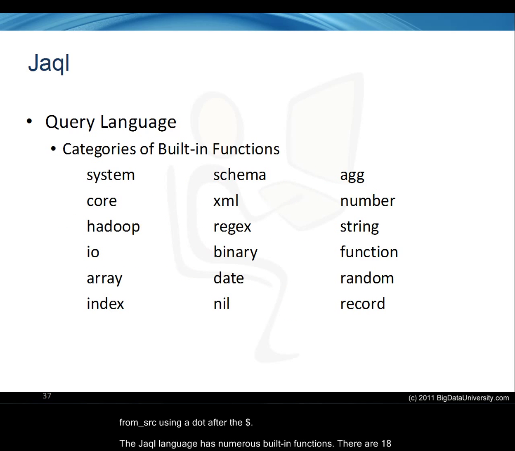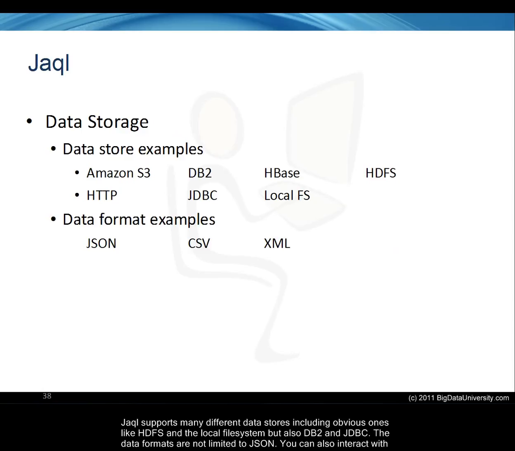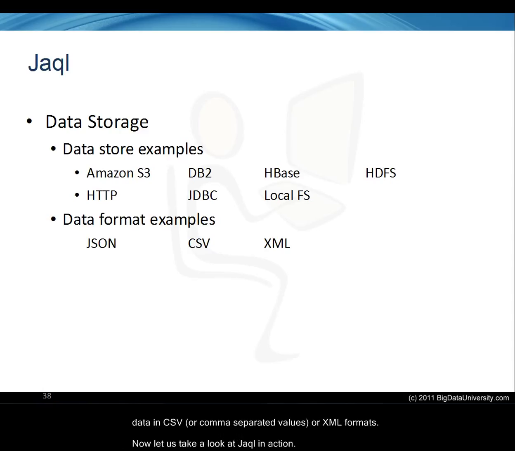The Jackal language has numerous built-in functions. There are 18 categories of such functions, with many functions in each category. Jackal supports many different data stores, including obvious ones like HDFS and the local file system, but also DB2 and JDBC. The data formats are not limited to JSON. You can also interact with data in CSV, or comma-separated values, or XML format.